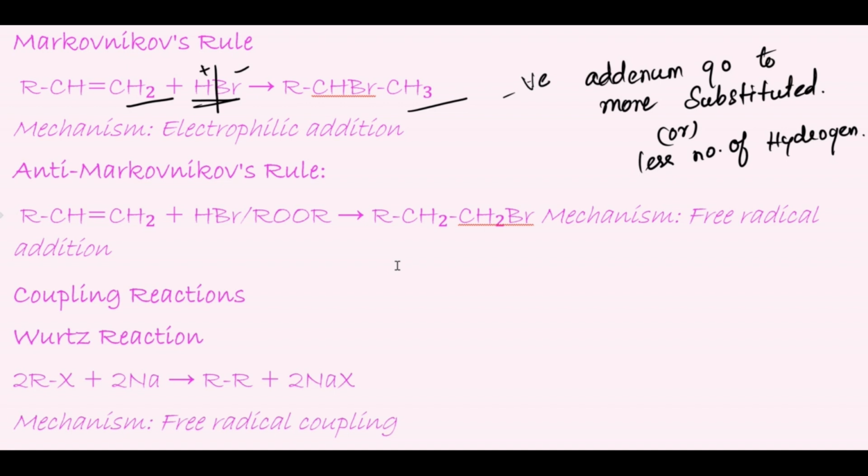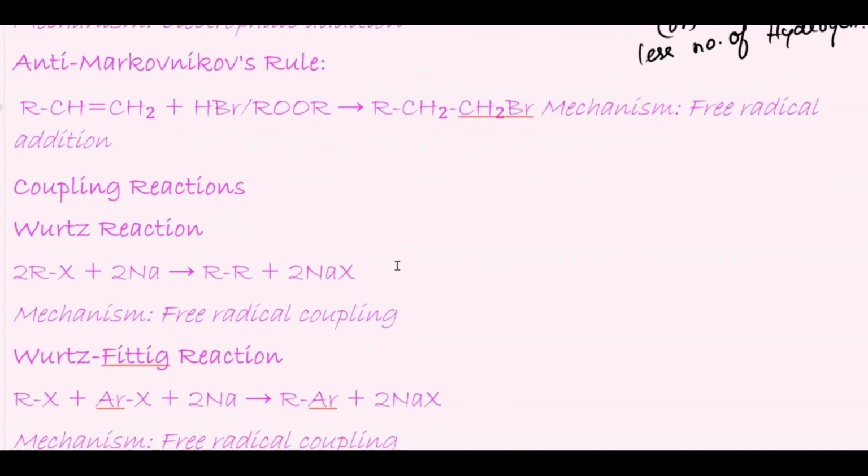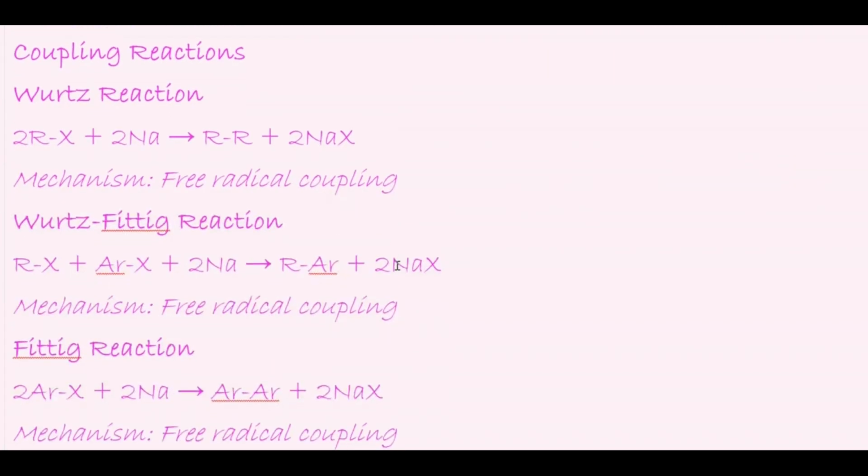It follows free radical addition. And there are some reactions you can see in the halo chapter itself which follow anti-Markovnikov rule. Coupling reactions, Wurtz reaction, which is for higher alkane formation. Alkane formation from halo compounds, it forms higher alkanes. You can't form methane out of this reaction. The initial product starts from carbon 2.